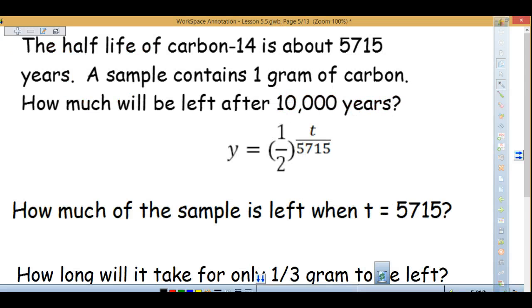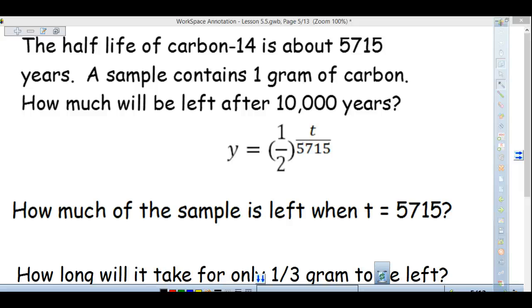A real common application that goes along with exponential equations is radioactive half-life. So perhaps the half-life of carbon-14 is about 5,715 years. A sample contains 1 gram of carbon. How much will be present after 10,000 years?